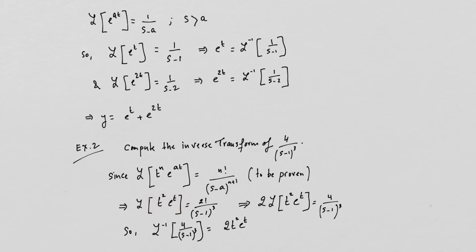So it looks like this is the function I'm going to use. Laplace transform of t squared e to the t is 2 over s minus 1 cubed. But I have 4 over s minus 1 cubed. So that's easy to do. You multiply by 2 both sides. Okay? So that's what I did here. Now you've got to be careful. Now you are used to saying this.